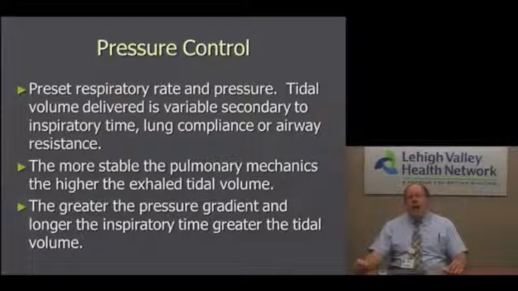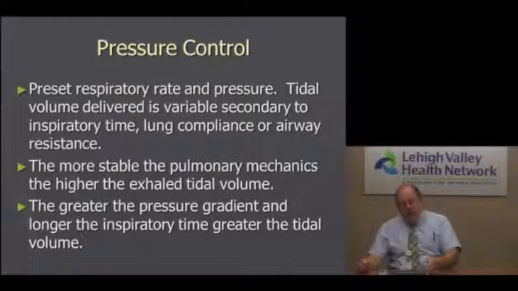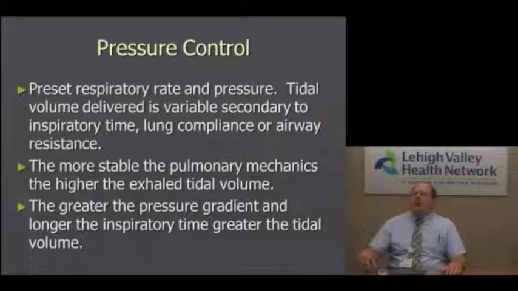It's going to be based on how the ventilator is set, the lung compliance of the patient, and airway resistance. So the more stable the pulmonary mechanics, the better the compliance, the lower the airway resistance, the higher the exhaled tidal volume is going to be. The greater the pressure gradient, meaning the higher the PIP is from the PEEP, okay, and the longer the inspiratory time is set. So if I have an I time set of 0.8 seconds, and I change it to 1.2 I time, I'll get a higher tidal volume delivered, okay? So there are parameters or tidal volume factors that I can control with the ventilator, but there are some that I cannot control, like the pulmonary mechanics, things like that, okay?